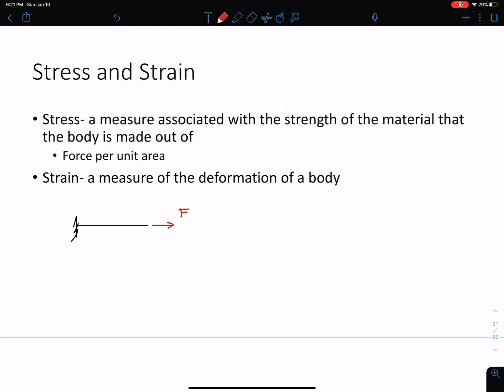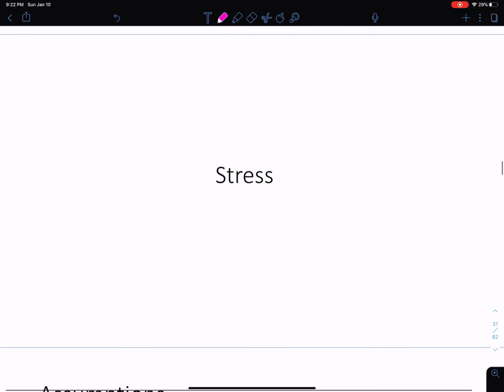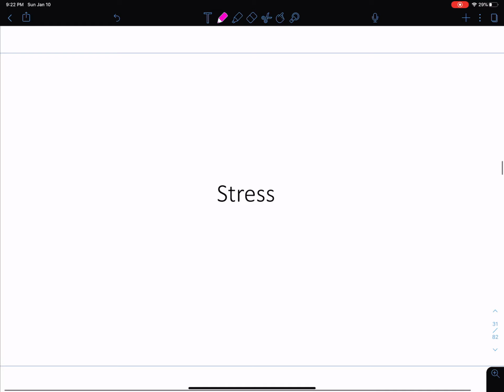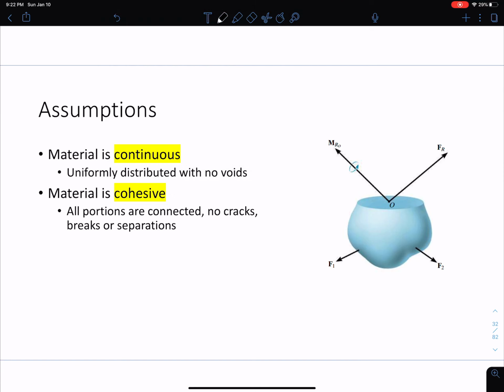So I'm pulling on this bar. What's going to happen? It's going to elongate a little bit, right? So the new length of my bar might be up until this point here. So I have some delta. If this was my original length of the bar, L, I have some delta L when I pull, right? So the strain is going to be delta L over L original. That's basically what I'm measuring when I'm talking about strain. So deformation of a system. Okay, we're going to start with stress, then we're going to move on to strain, and that'll kind of conclude this topic.